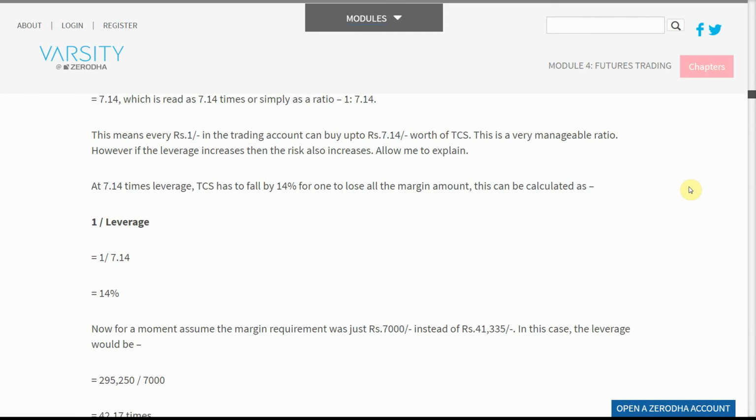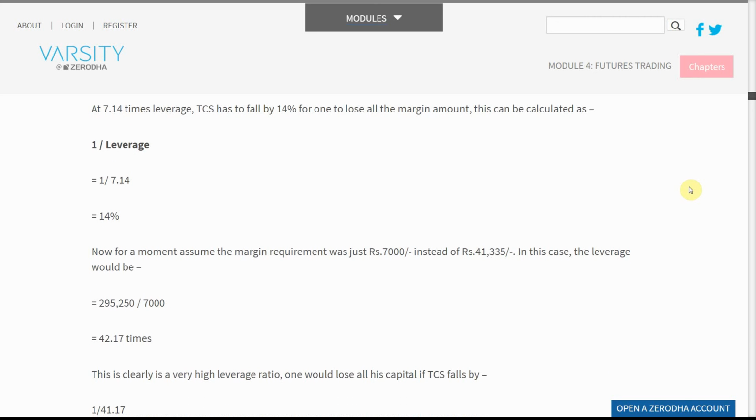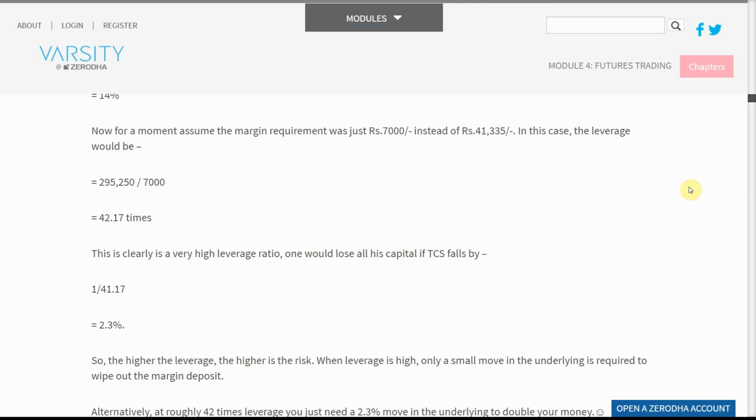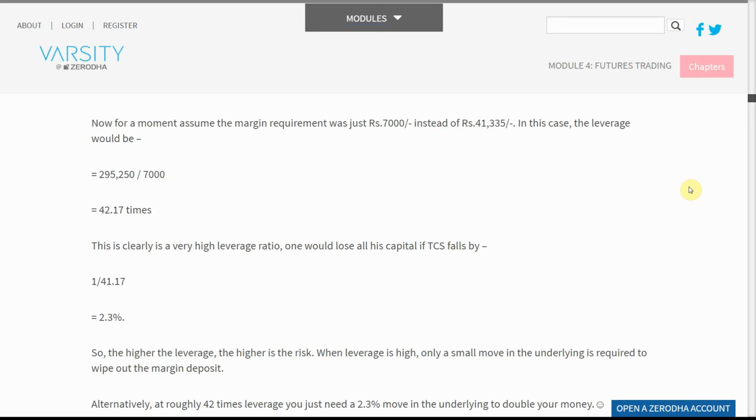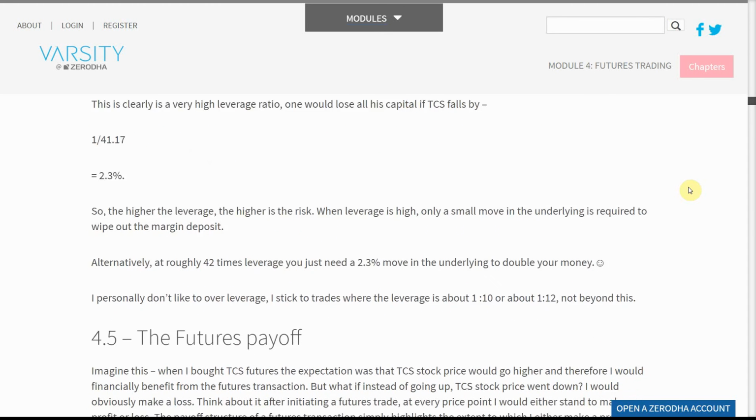Now for a moment assume the margin requirement was just 7,000 rupees instead of 41,335 rupees. In this case, the leverage would equal 295,250 / 7,000 equals 42.17 times. This is clearly a very high leverage ratio. One would lose all his capital if TCS falls by 1/42.17 equals 2.3%. So, the higher the leverage, the higher is the risk. When leverage is high, only a small move in the underlying is required to wipe out the margin deposit. Alternatively, at roughly 42 times leverage, you just need a 2.3% move in the underlying to double your money.